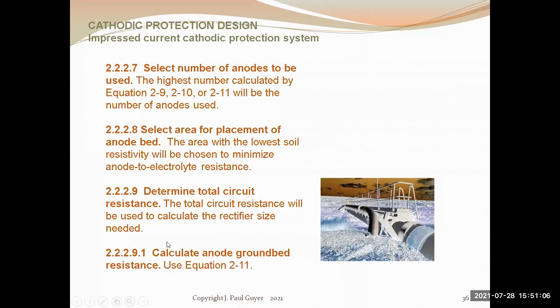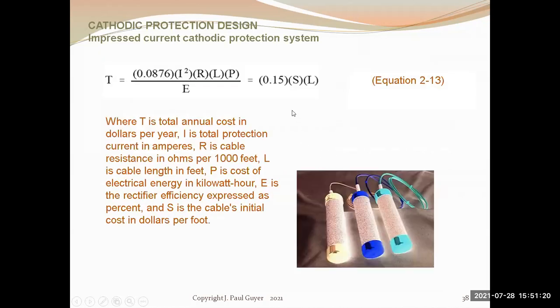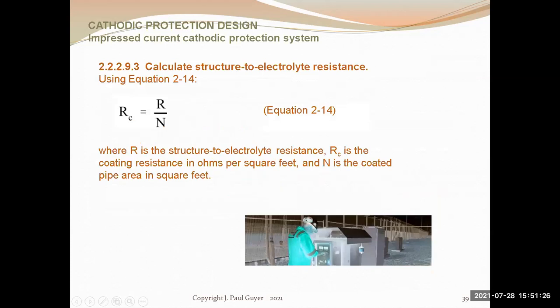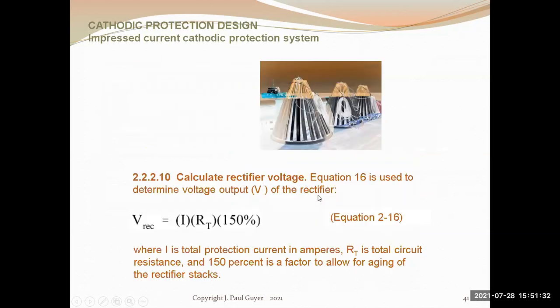Calculate the total resistance and calculate the anode bed resistance. You're going to need to go through these calculations here independently, but you calculate the structure to electrolyte resistance, and you calculate the total circuit resistance.